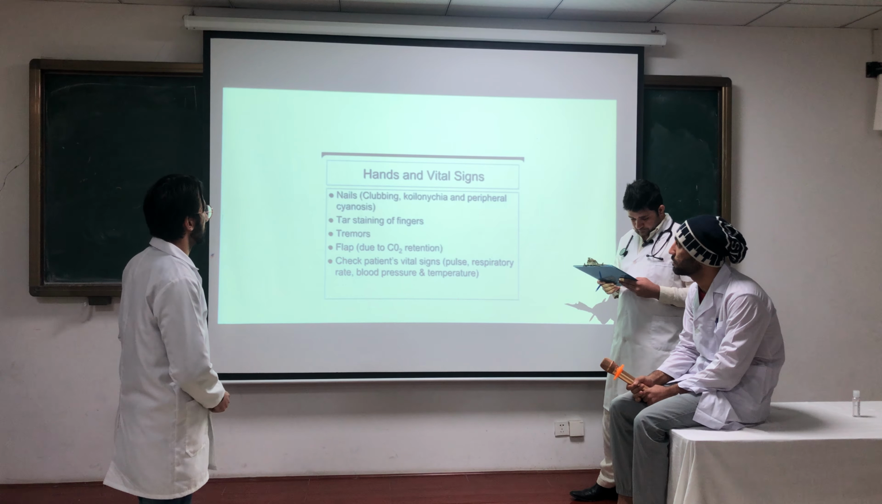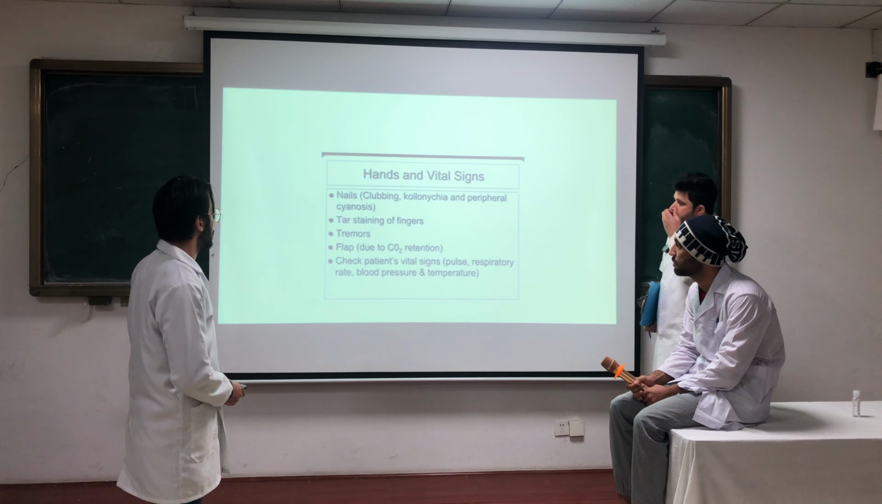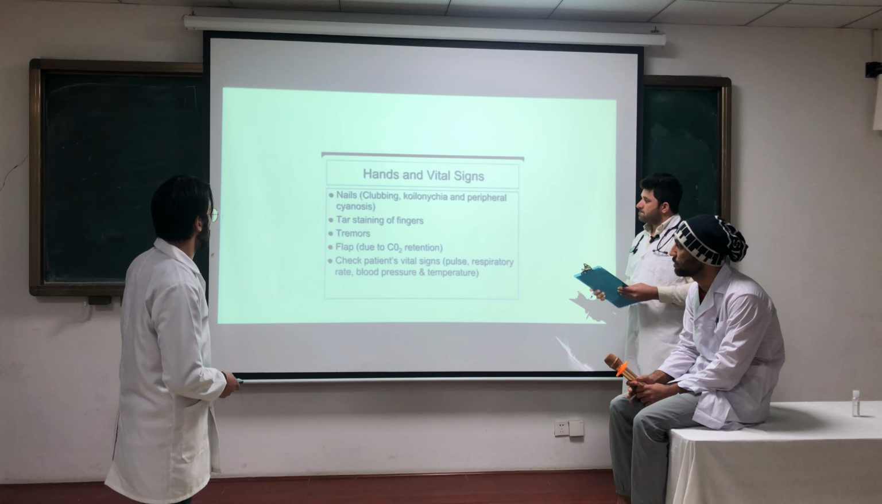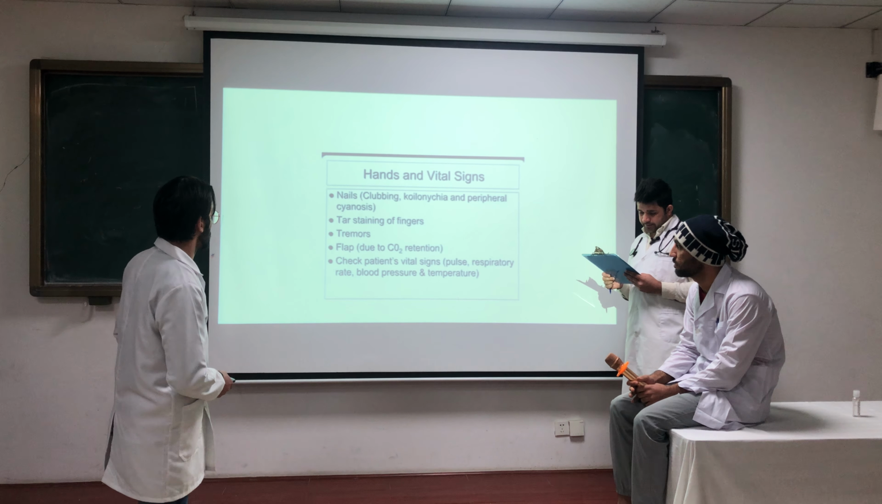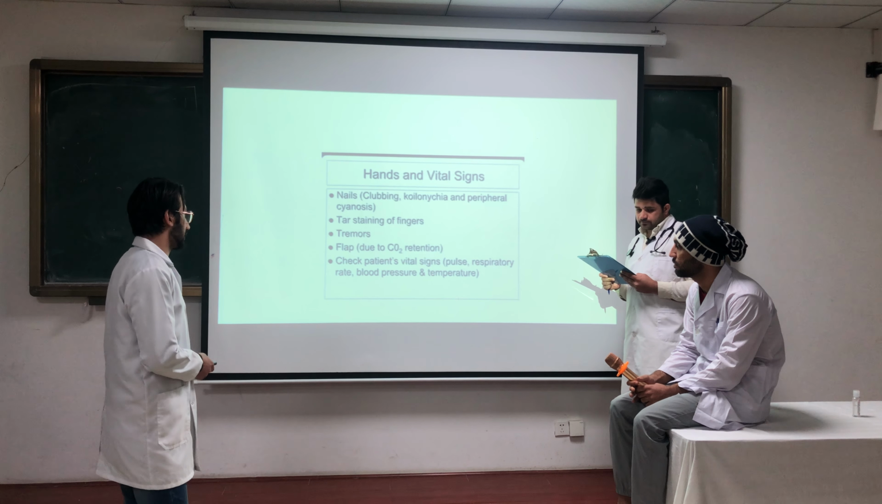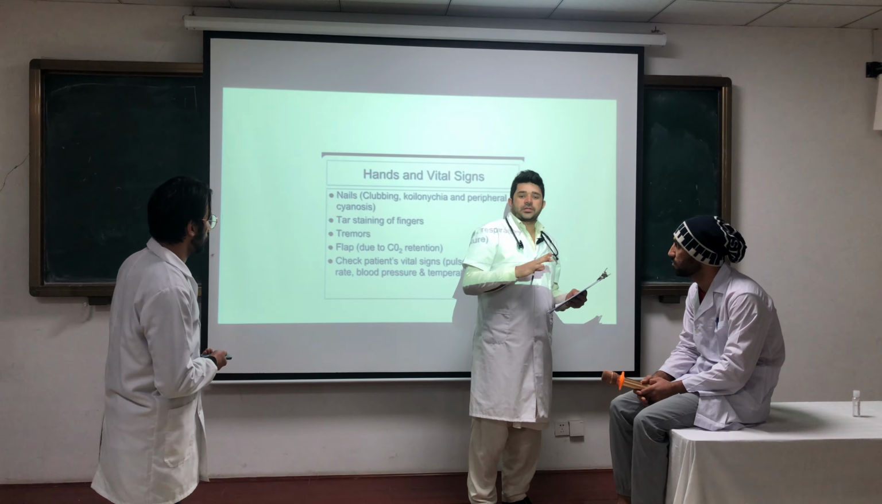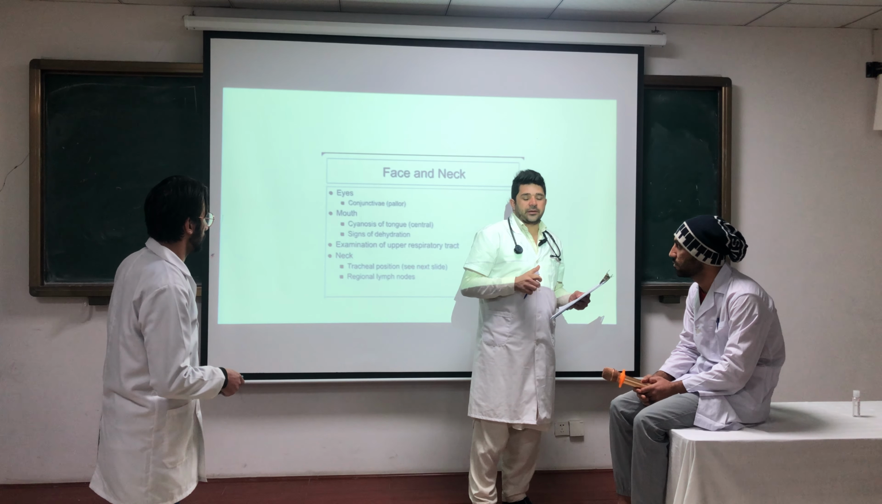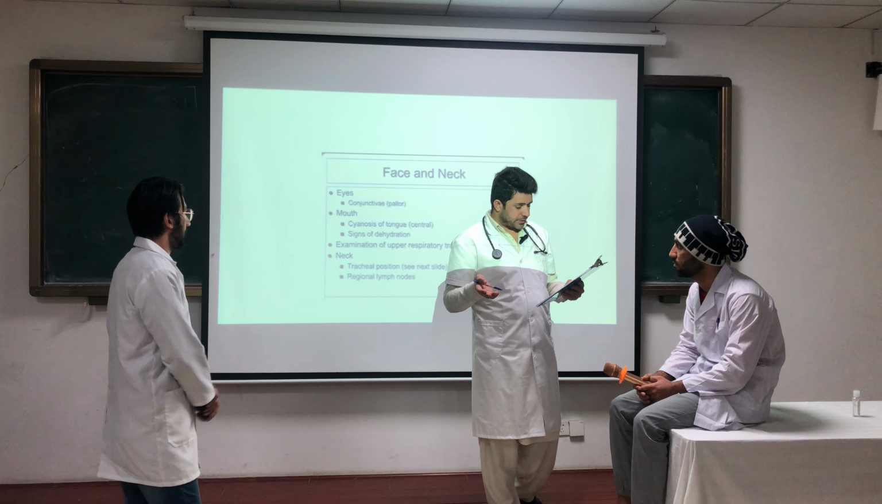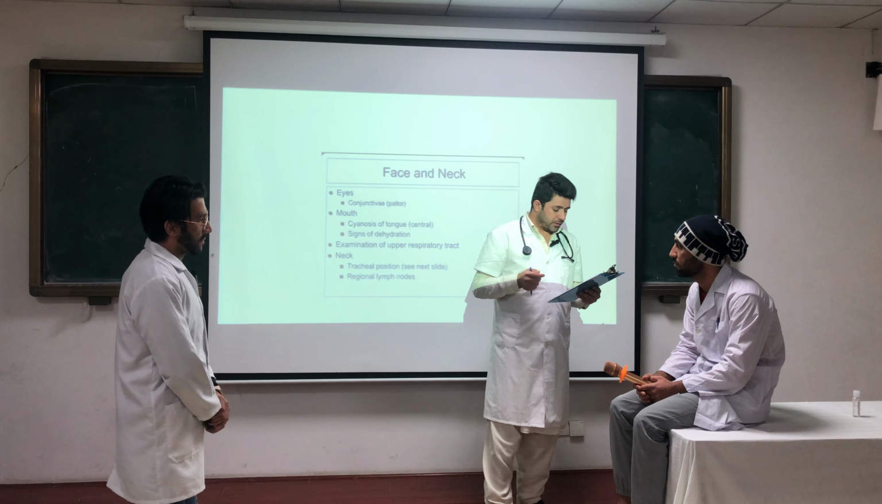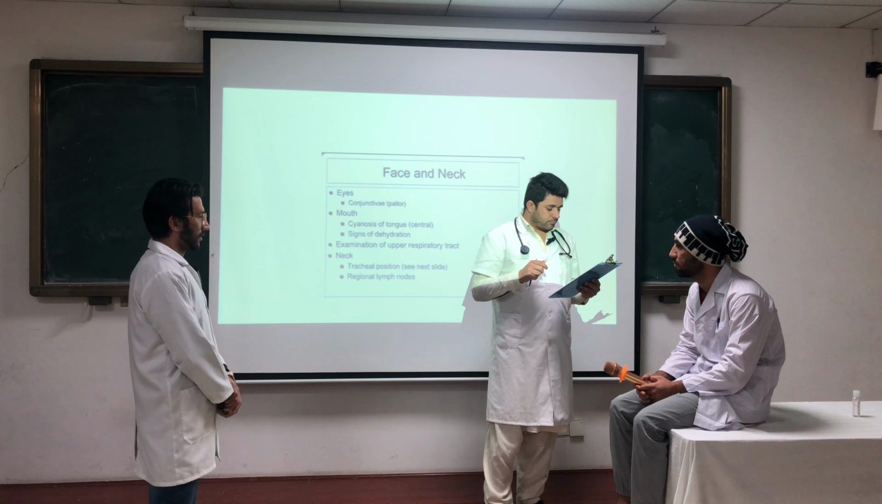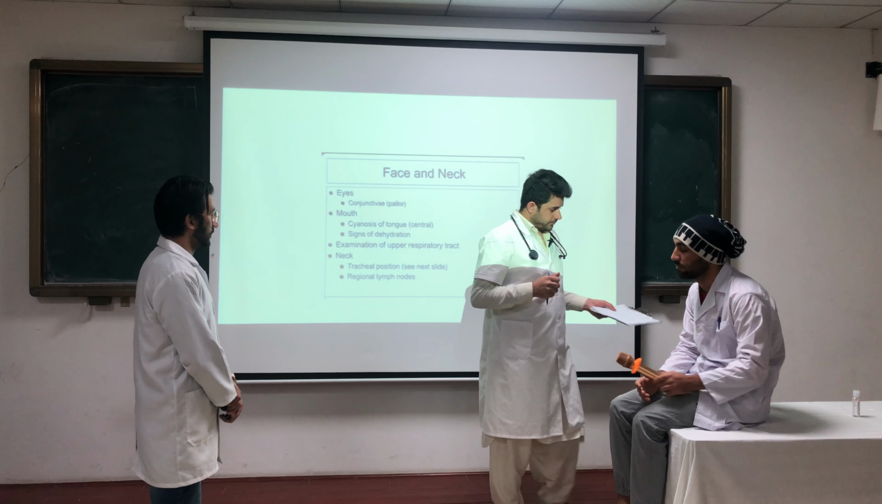Hands and vital signs: nails, clubbing, and peripheral cyanosis, tar staining of fingers, tremors, flap. Check the patient's vitals. Now I have to check the patient's hands for specific signs, like peripheral cyanosis. Is there any tar staining? Is there any digital clubbing or not?